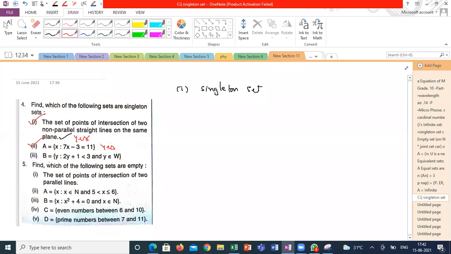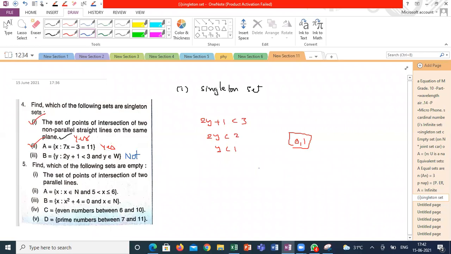Third one. It is not a singleton, sir. Why is it not a singleton? Sir, because they told y is equal to a whole number, so many values will come. Whole numbers means how many values will come? Sir, they gave less than 3. So 2y is less than 2, y is less than 1, that is 0 comma 1. So more than one element, then it is not a singleton set. Yes, sir.